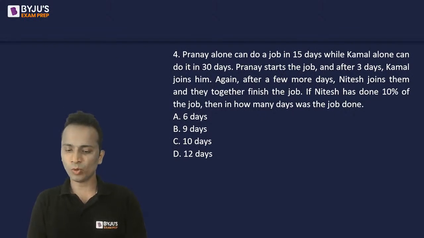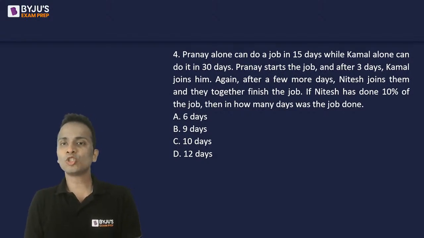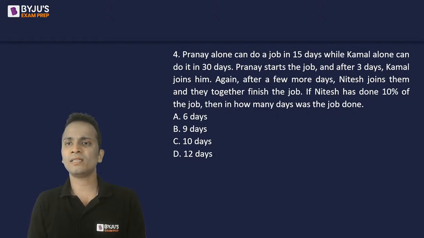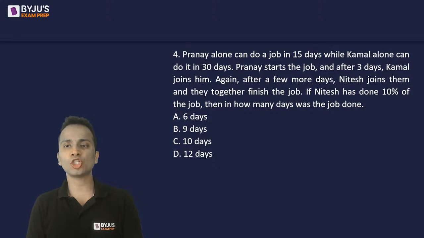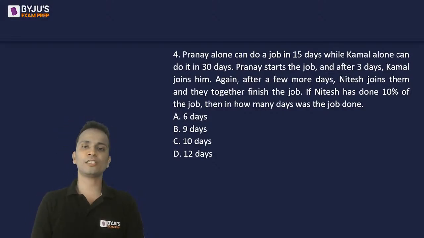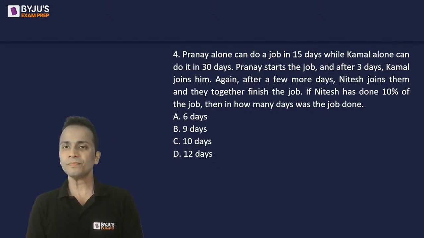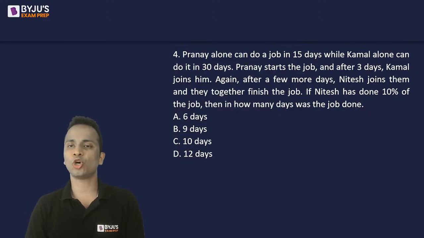Now, the question of time and work. Pranay alone can do a job in 15 days, while Kamal can alone do the same job in 30 days. Now, Pranay starts the job, and after 3 days, Kamal joins him. Again, after a few days, Nitish joins them, and they finish the work. Now, if Nitish has done 10% of the job, then in how many days was the job done?